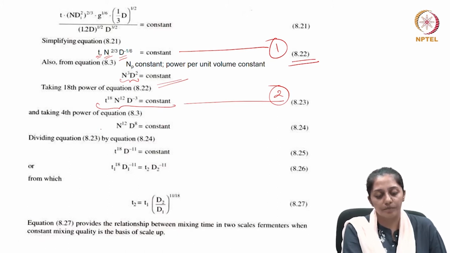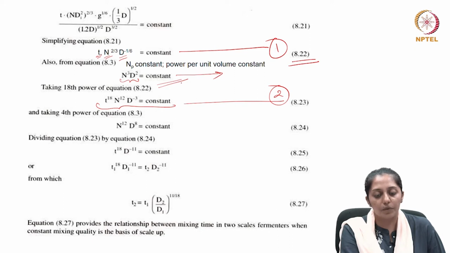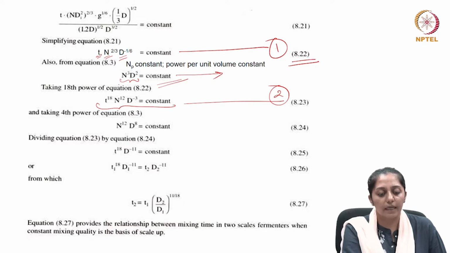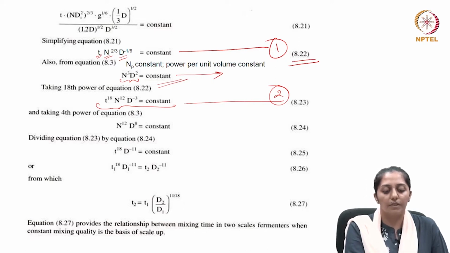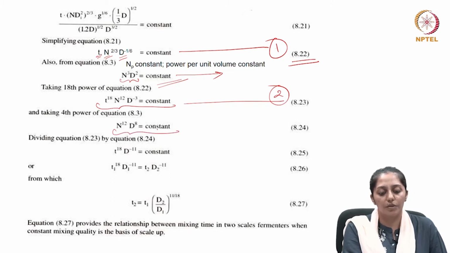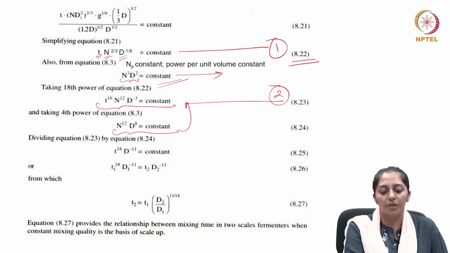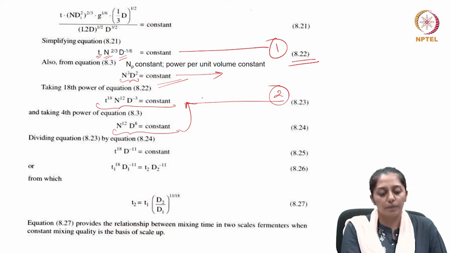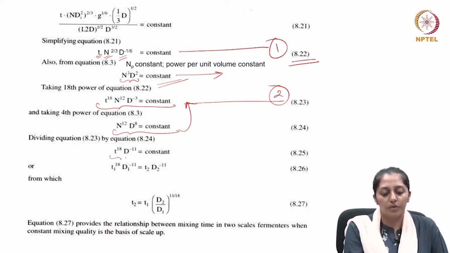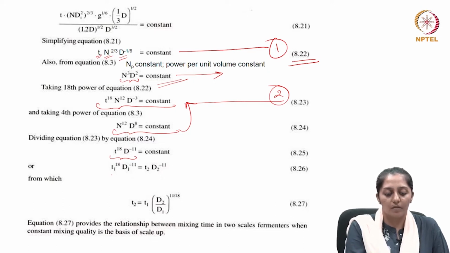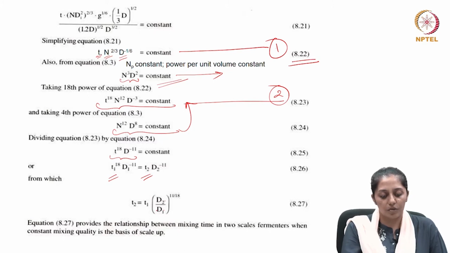Further, if the power per unit volume is constant in the turbulence region where the power number is constant, then N cube D square is also a constant. If we take the fourth power of it, then this is also a constant. So now we can substitute this in equation 2, and the only two variables that remain in the correlation will be the mixing time and the diameter. So now the mixing times at the two scales can be related with the ratio of the diameters of the tank at the two scales.